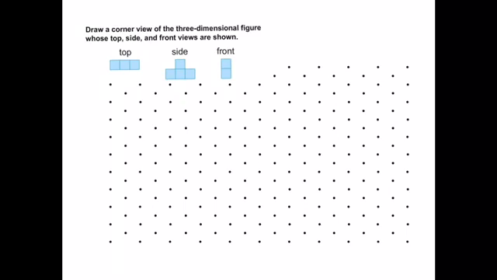This next section gets to be a little bit trickier. A lot of people get the top, front, and side views, but to draw a three-dimensional figure is a little harder. So here it says, draw the corner view of a three-dimensional figure whose top, side, and front views are shown.